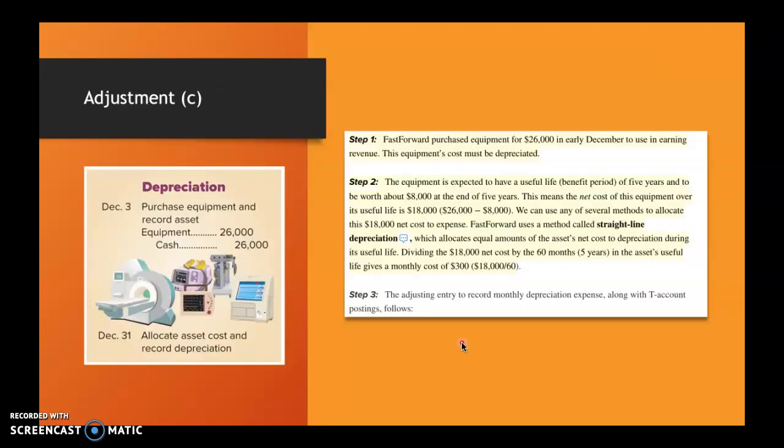Adjustment C. They purchased equipment for $26,000. The equipment is expected to have a useful life of 5 years and to be worth $8,000 at the end of that life. This $8,000, another word for that is salvage value.